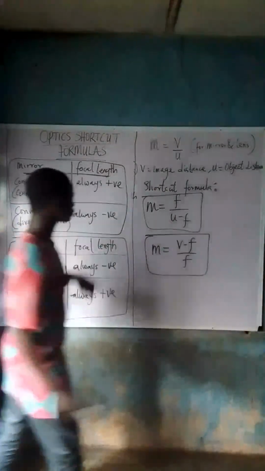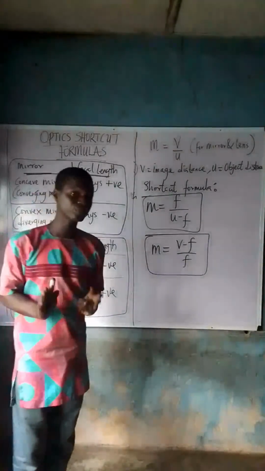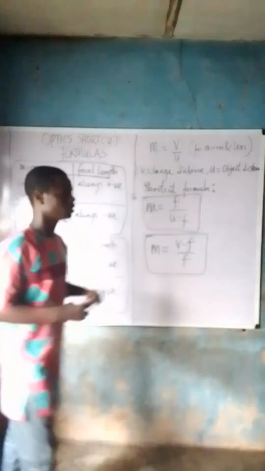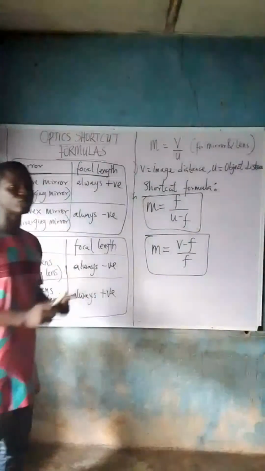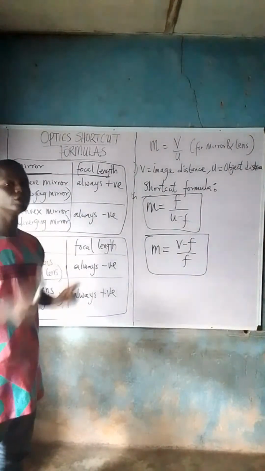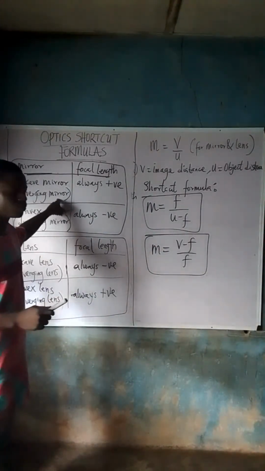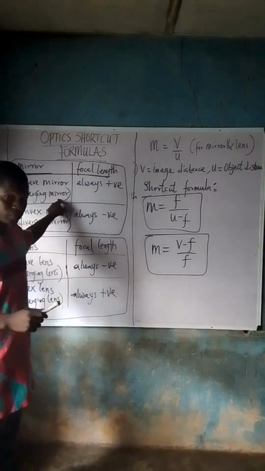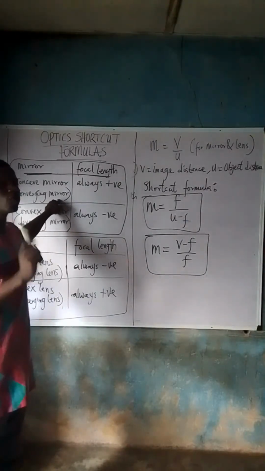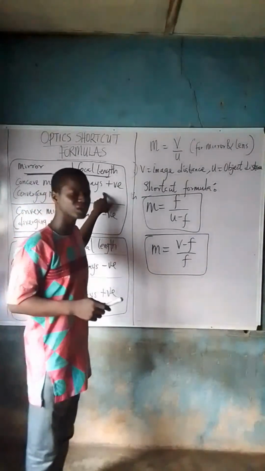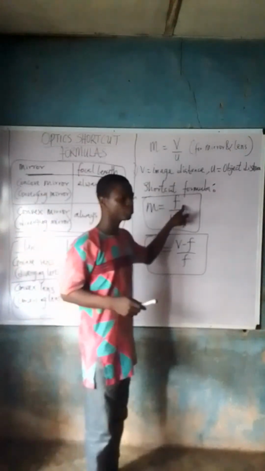Now, what is the essence of these two tables? Let me tell you, so you don't just have it and not know what it is for. If they say an object is placed in front of a converging mirror, I will trace it. This is the converging mirror they are talking about. Then they say its focal length is 10. I will know it's not just 10, but plus 10.